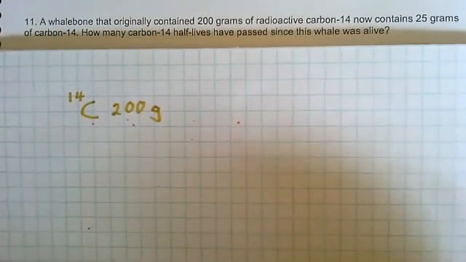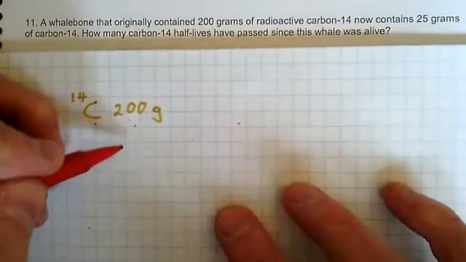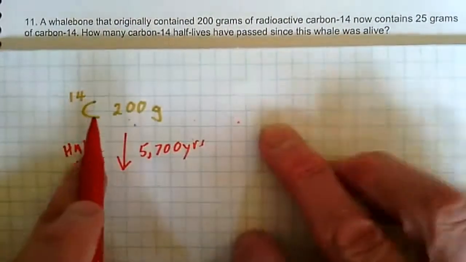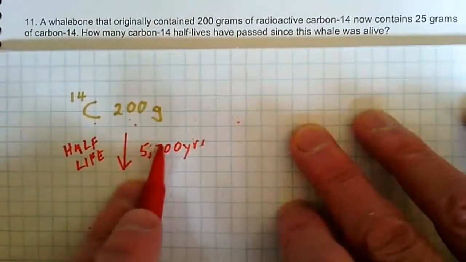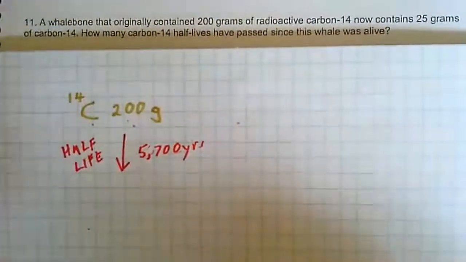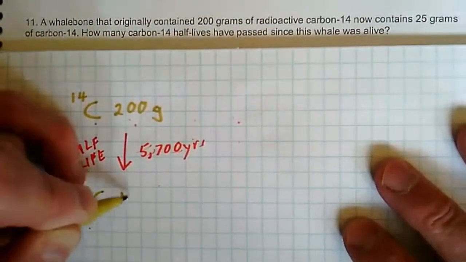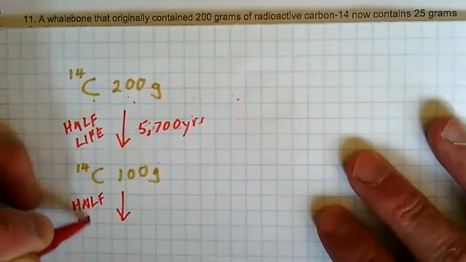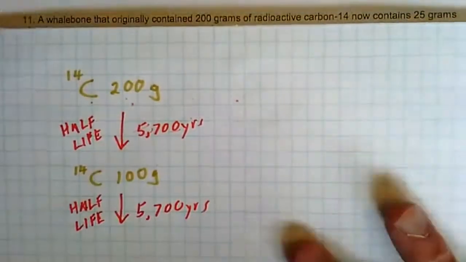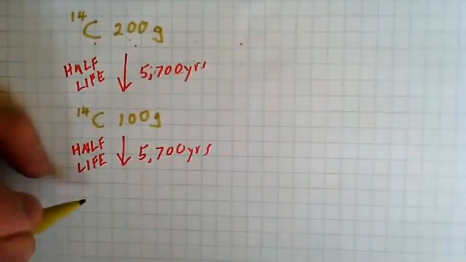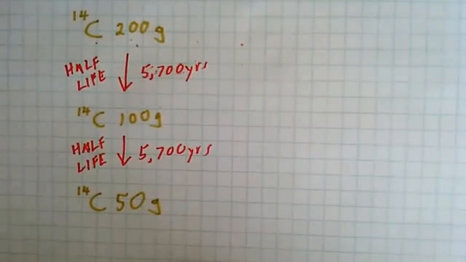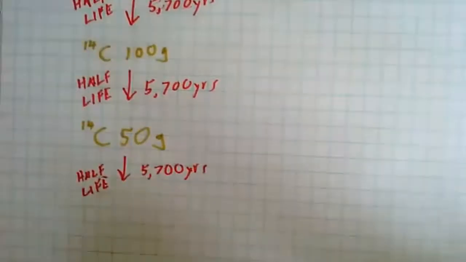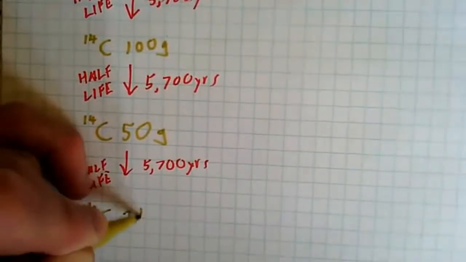After one half-life goes by, remember, the half-life of carbon-14 is 5,700 years. If they change this question and talk about rubidium-87 instead of carbon-14, we have to change this time. This half-life is just for carbon-14. But after one half-life, I'm going to have half of 200, or 100 grams of carbon-14. After another half-life goes by, another 5,700 years, I can go again. Instead of 100 grams, now I'm going to have 50 grams of carbon-14. After another half-life, another 5,700 years, now I'm going to have 25 grams of carbon-14.